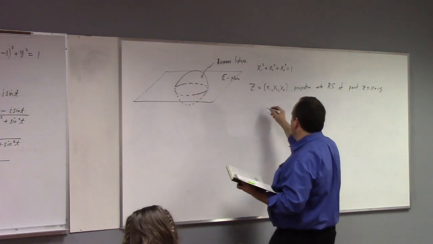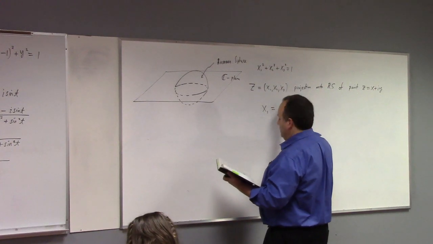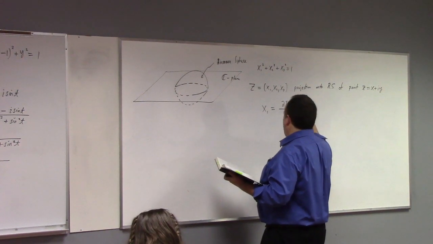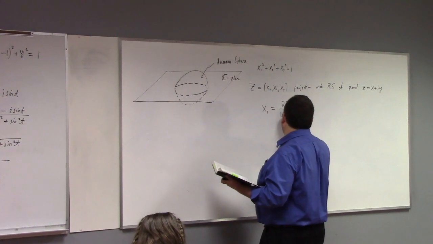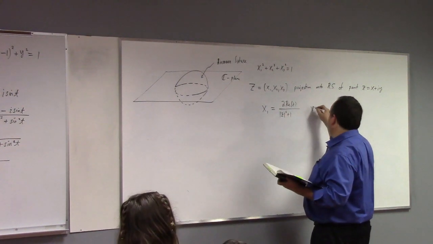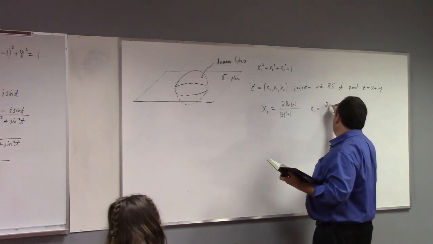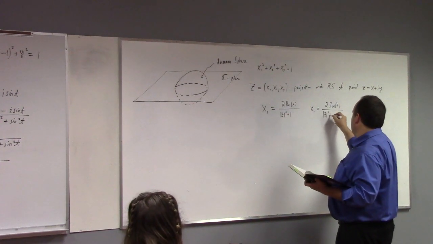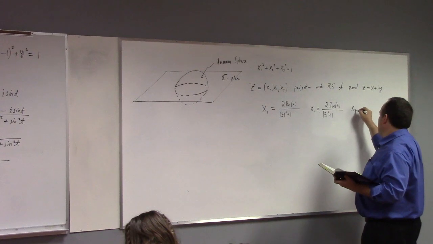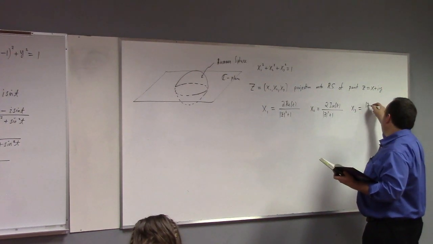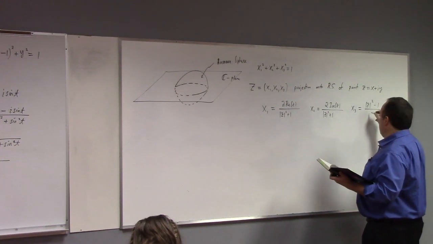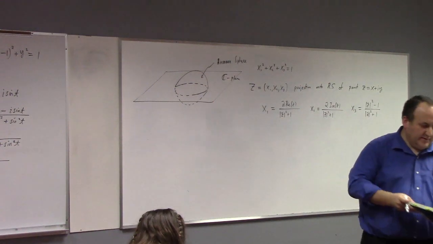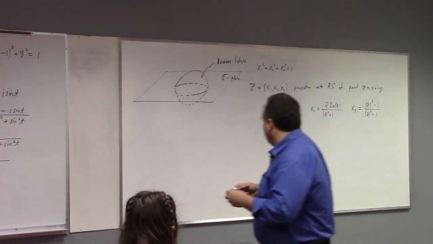The formulas for it are: x1 is twice the real part of z divided by the magnitude of z squared plus 1. x2 is twice the imaginary part of z divided by the modulus of z squared plus 1. And x3 is the modulus of z squared minus 1, with the same denominator, modulus of z squared plus 1.